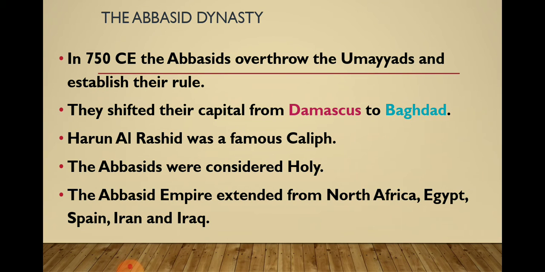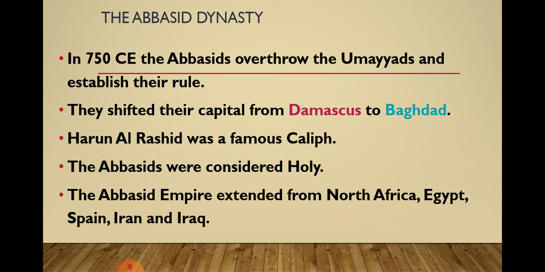Now, moving to the next topic, the Abbasid Dynasty. In 750 CE, the Abbasids overthrew the Umayyads and established their capital, shifting it from Damascus to Baghdad. Earlier, when the Caliphs were ruling, their capital was Medina, and the Umayyads shifted it to Damascus, and the Abbasids shifted the capital from Damascus to Baghdad.